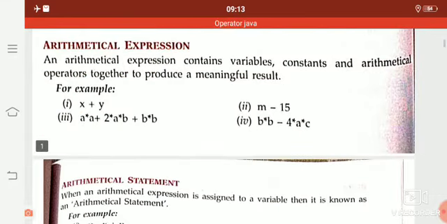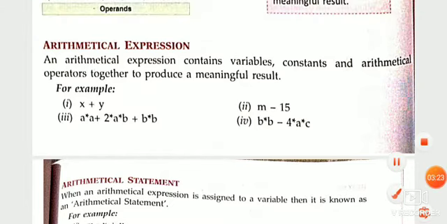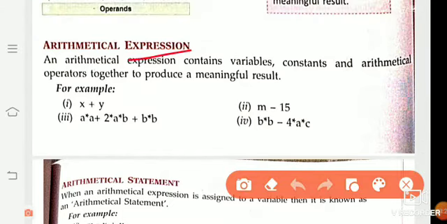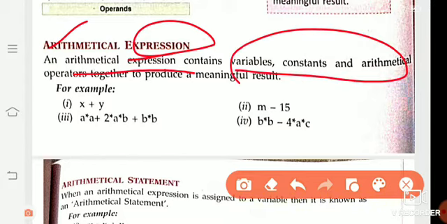Now next one is what are arithmetic operations, or arithmetic expressions? Like you studied algebraic expressions, similar to that are arithmetic expressions. An arithmetical expression contains variables, constants and arithmetical operators. वेरिएबल कॉन्स्टेंट्स को अगर किसी भी ऑपरेटर के साथ हम कंबाइन कर देते हैं, मीनिंगफुल रिजल्ट बन जाता है, that is called an arithmetical expression. Like x plus y is an arithmetic operation where x and y are variables and plus is the operator. So variables combined with an operator is called an arithmetical expression.